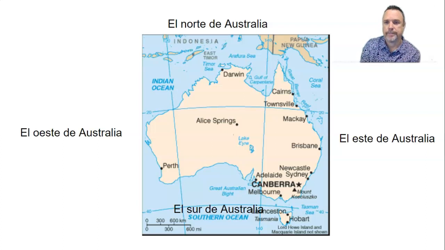¿Dónde está Brisbane? Brisbane está en el este de Australia. Yeah, and that's what I'd say about Coffs Harbour as well. ¿Dónde está Coffs Harbour? Coffs Harbour está en el este de Australia. So that's about all I wanted to do.